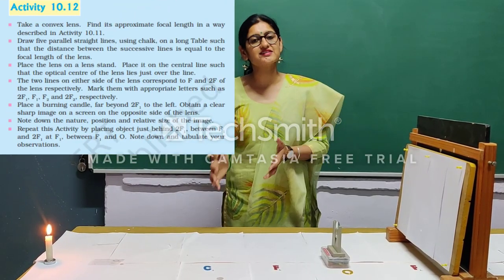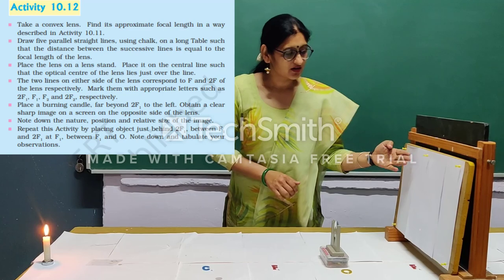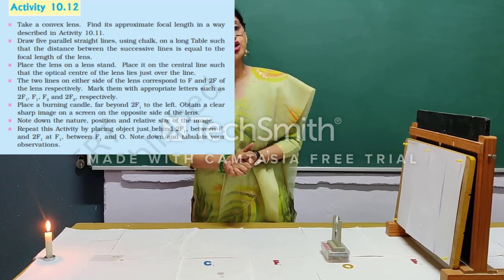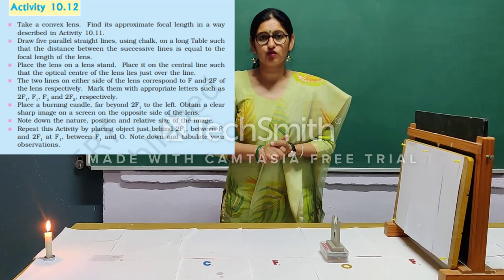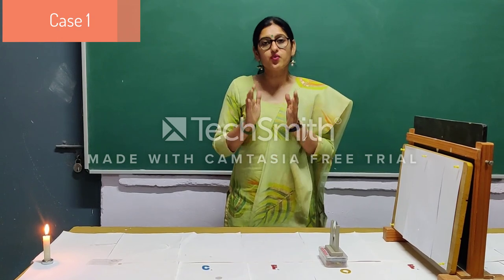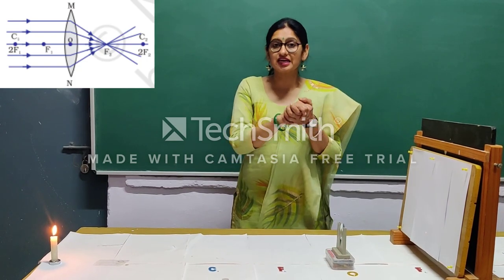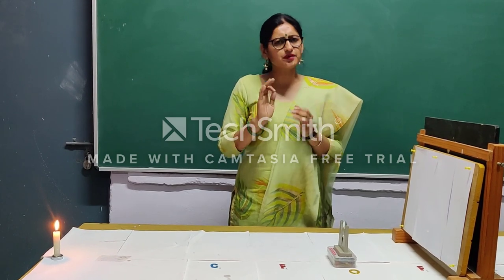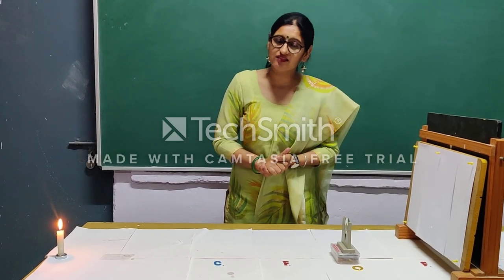Yes, students, in the next activity, we have a convex lens, a screen, and a candle as our object. In your NCERT book, you will observe there are six cases for a convex lens. In our first case, when your object is at infinity, you will get the image at focus. The image is highly diminished, real and inverted. So let us check in this activity.